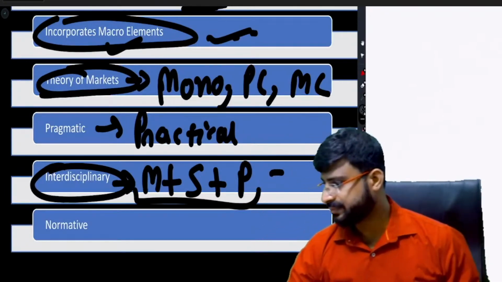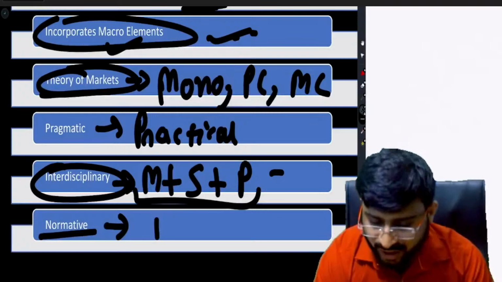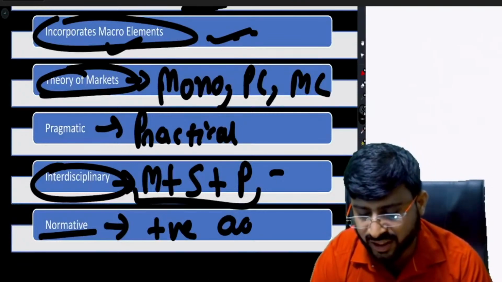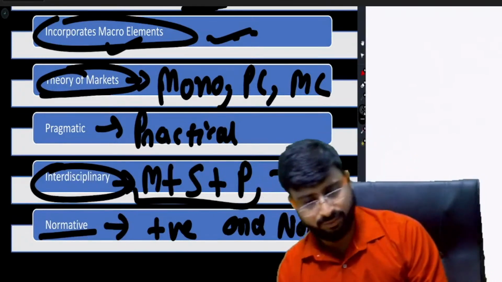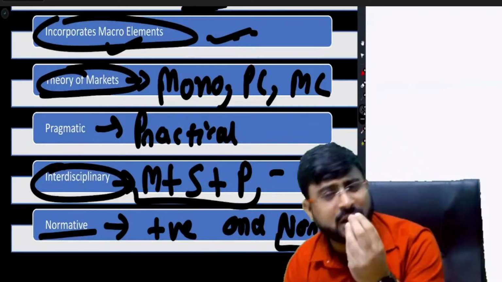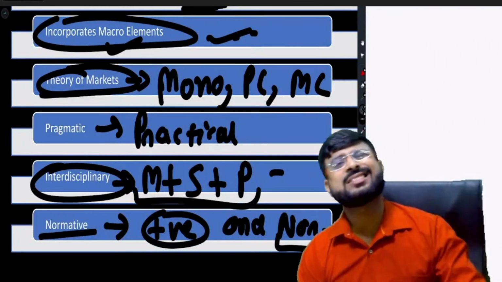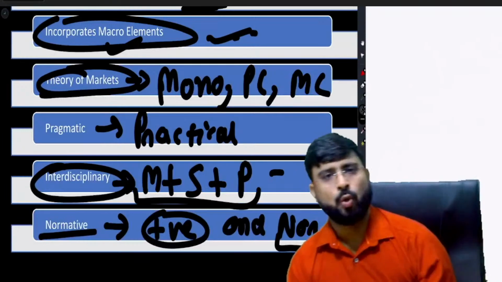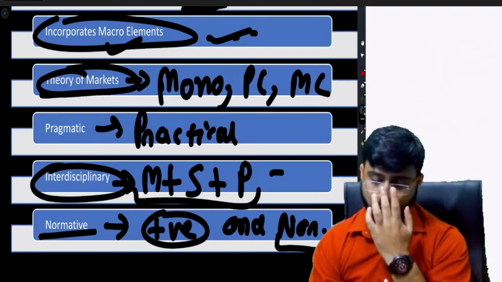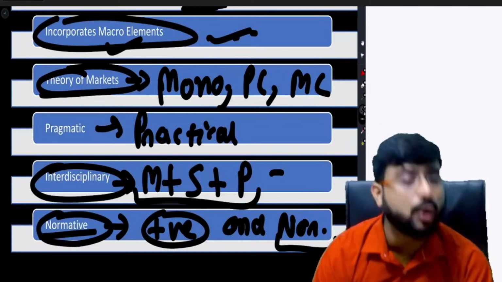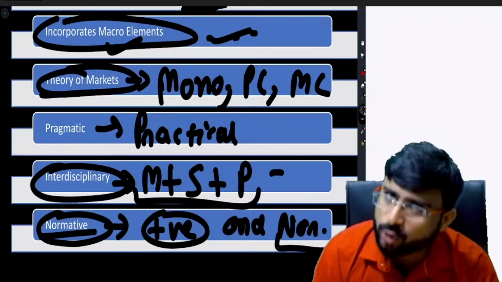Okay? Right, sir. It is normative in nature. Now see, there are two types of economics: positive and normative. Business economics is normative. But sir, what is the meaning? See, positive economics is the one which describes what is happening, which describes the problem, but does not give any valid solution. On the other hand, normative economics is the one which describes the problem as well as gives us a valid solution. Sir, can you give us an example?